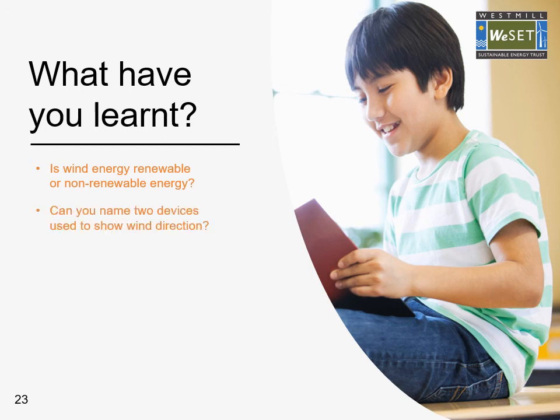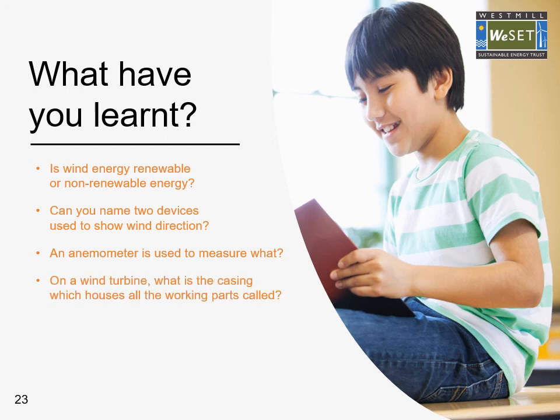Can you name 2 devices used to show wind direction? A windsock and also a weather vane or wind vane. An anemometer is used to measure what? It's used to measure wind speed. On a wind turbine, what is the casing which houses all the working parts called? It's a tricky word, this. It's called a nacelle.